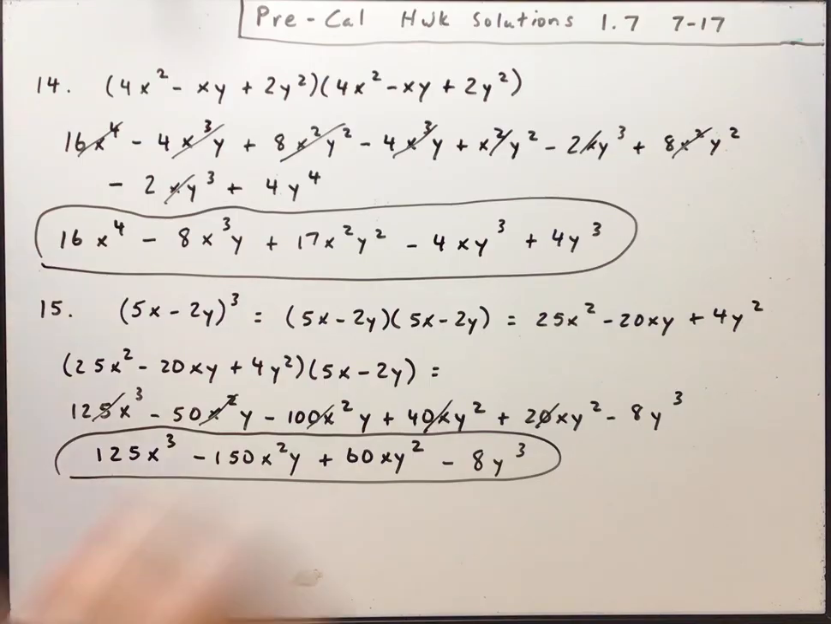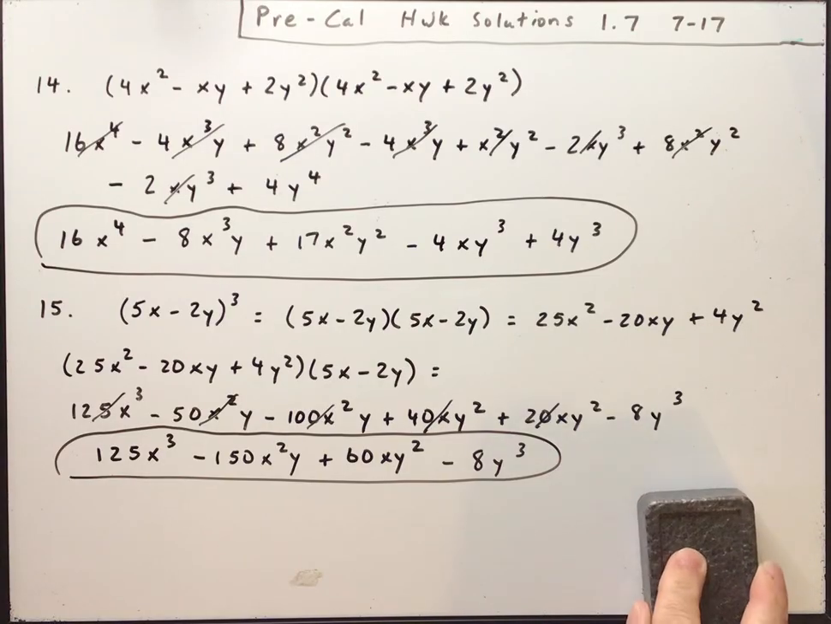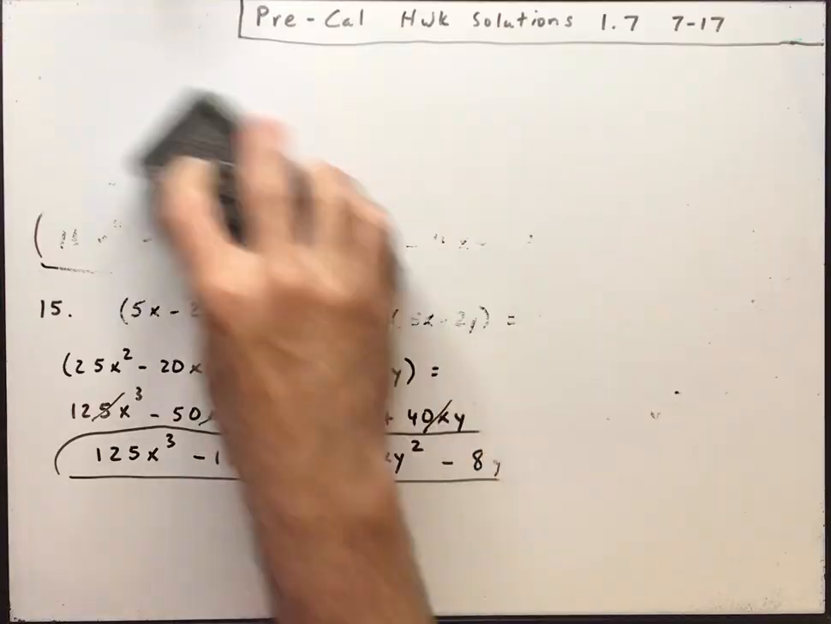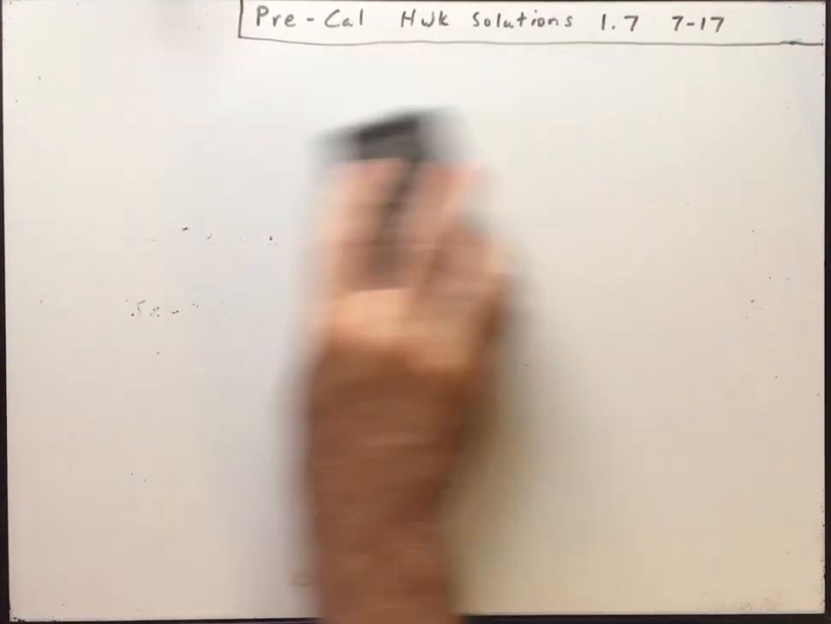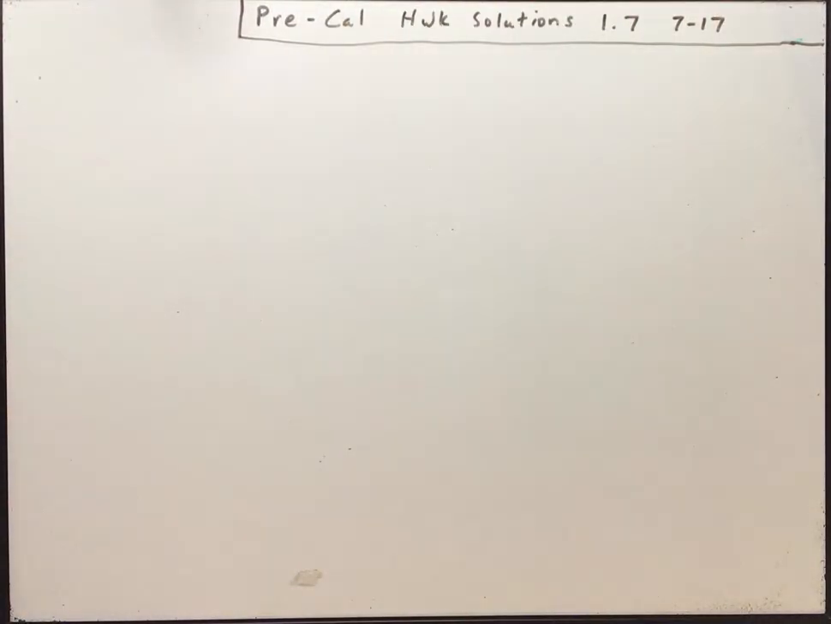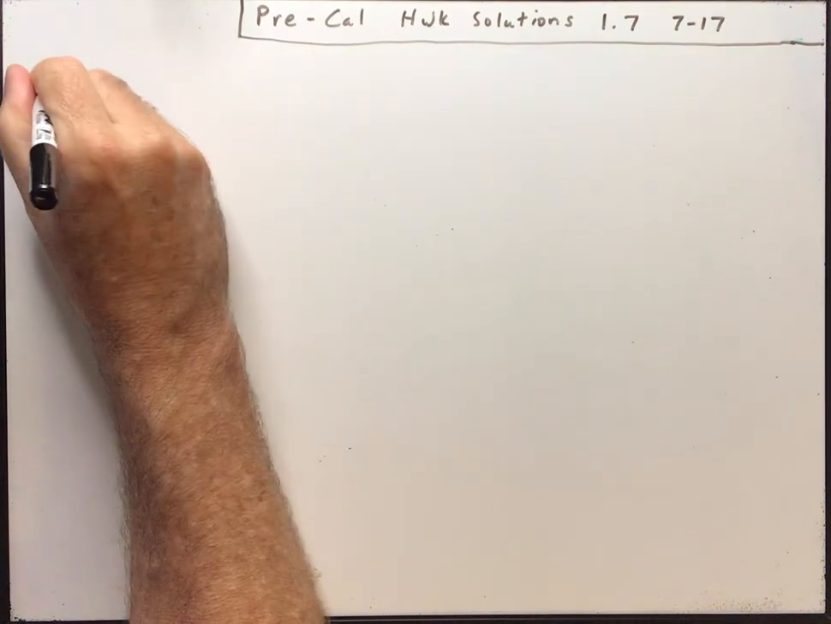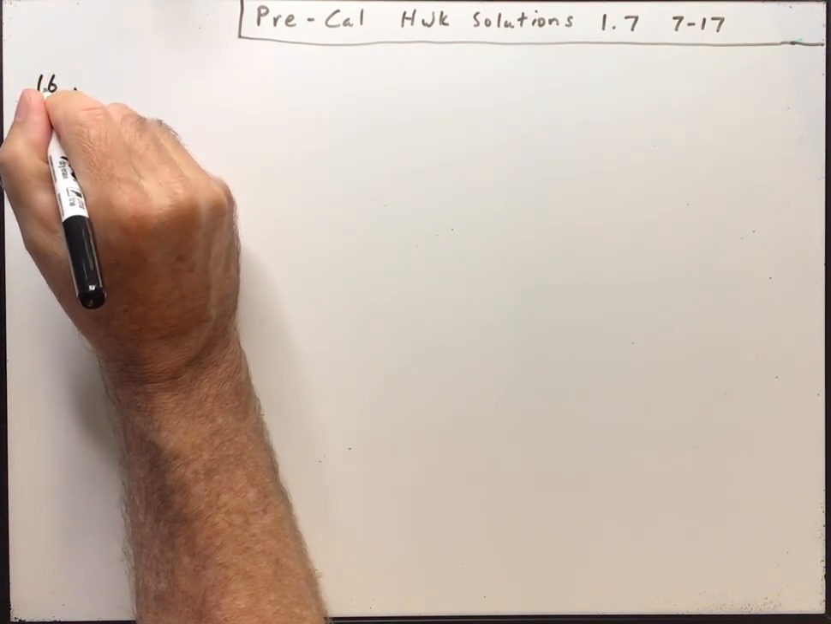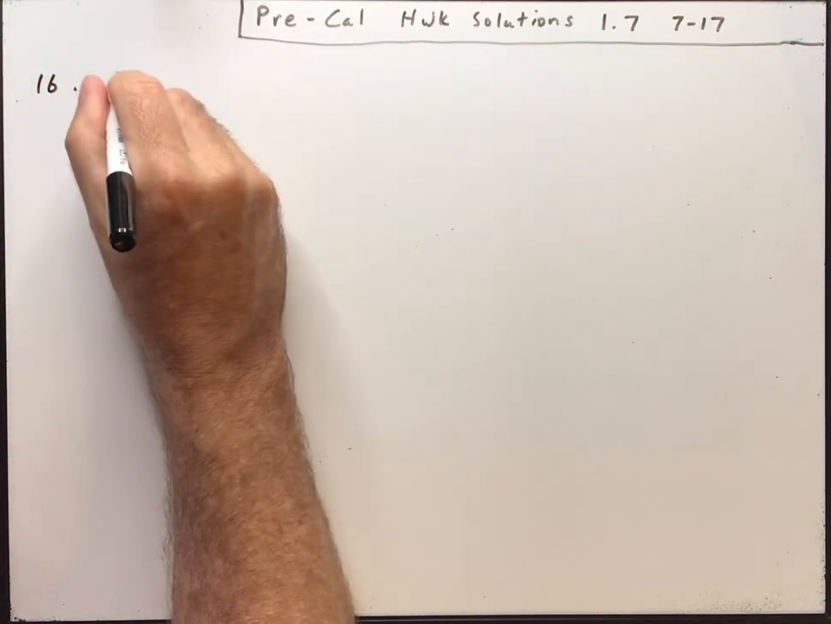All right, I don't think I can fit the next one on the board, so I'm going to take a second to erase here. And let's finish this up with 16 and 17. So number 16, we want to expand 2x minus y all cubed.